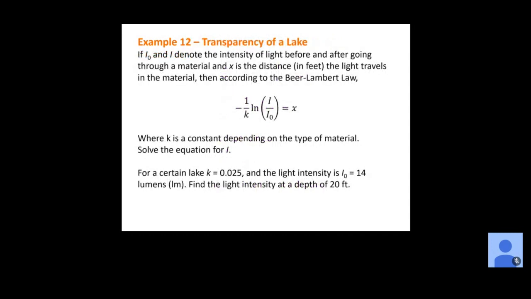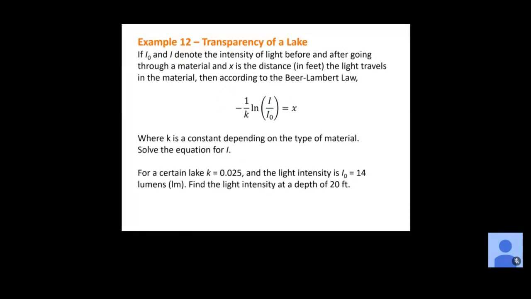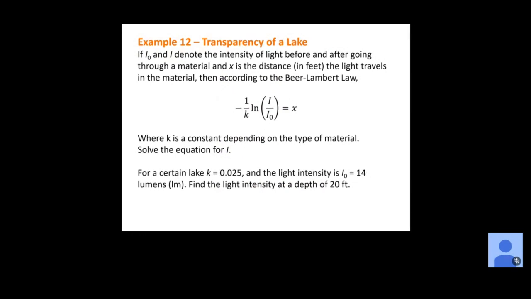All right, word problem here, but they give us a formula to work with. It says if I sub 0 and I denote the intensity of light before and after going through a material, and x is our distance in feet the light travels in the material, then according to the Beer-Lambert law, we have this formula right here. Now, K is just going to be some constant that depends on the material, right? So basically, you're going to have some materials that allow a lot more light through and some materials that let very little light through. Okay, so that's what that K is going to be based off of.